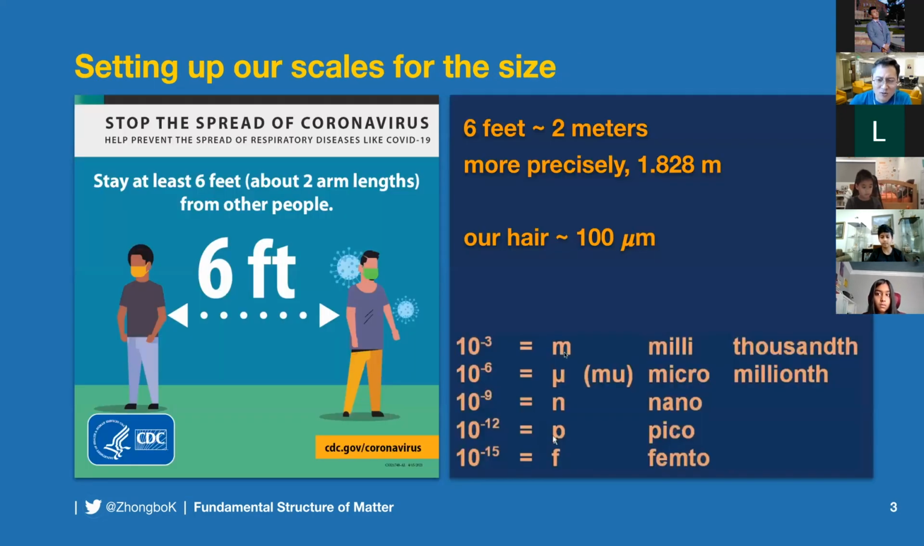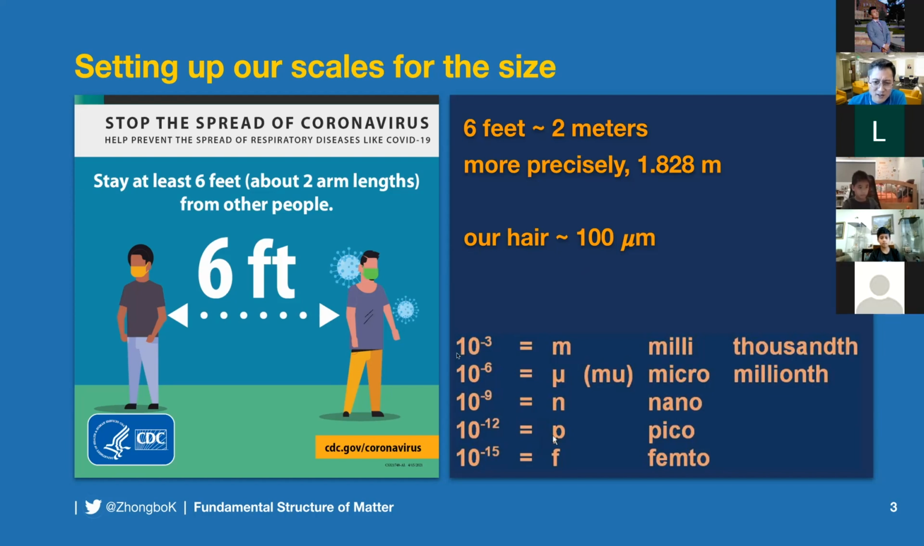To answer these questions, we first have to go through a little bit of basics, like setting up our scales for such understanding. These days, of course, it's COVID. During the pandemic, we're always talking about the guidance that we have to be apart from each other, like 6 feet. So what is 6 feet? It's roughly 2 meters, which is typically the height of a human body. So we're starting with 2 meters, and then we continue to break it down into very small scales.